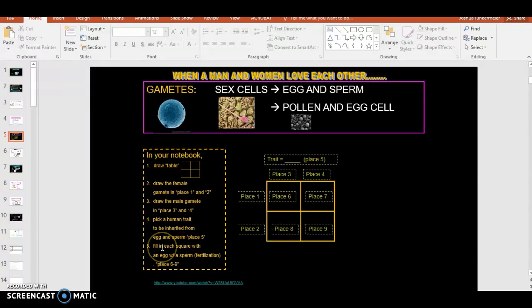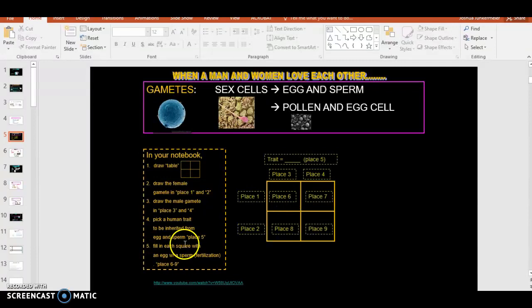Number 5. Wait, no, it says number 4. It says pick a human trait to be inherited from egg and sperm, place here. So what's the trait that you want to pretend is in the sperm and eggs? So one trait, physical or personality trait, you would write in the blank here, and we'll pretend that the sperm and eggs are going to carry them for the fertilization.